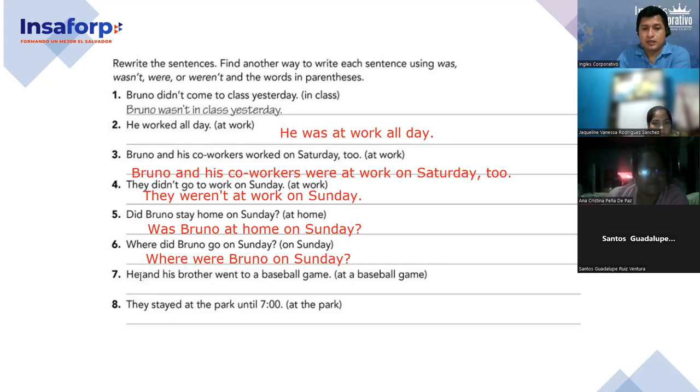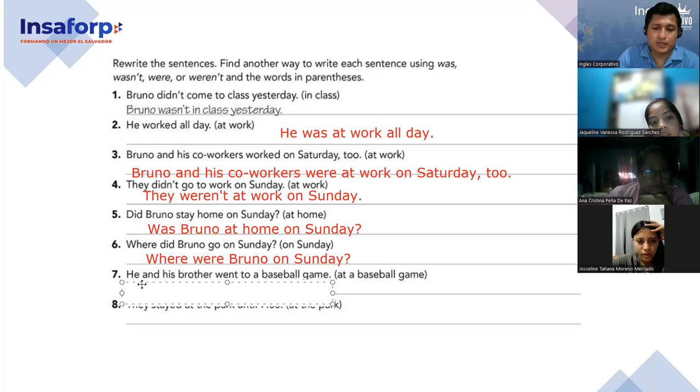Entonces, he and his brother were going to a baseball game. Where? No se dice toda completa. Voy a poner primero where. Like, he and his brothers were at the basketball game. No, I'm sorry. At the beginning is correct. He and his brother were.